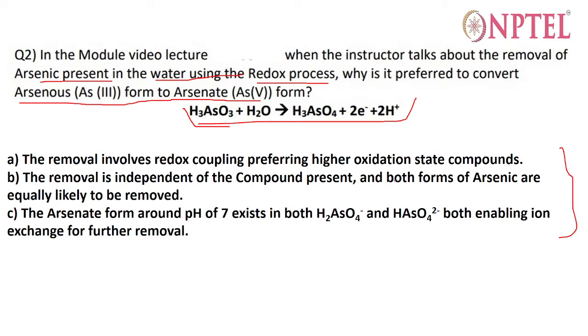This removal involves redox coupling, preferring higher oxidation state chemical compounds, or the removal is independent of the compound present, and both forms of arsenic are equally likely to be removed, or the third option, the arsenate form around pH 7 exists in both H2AsO4 minus and HAsO4 2 minus, both enabling ion exchange for further removal.